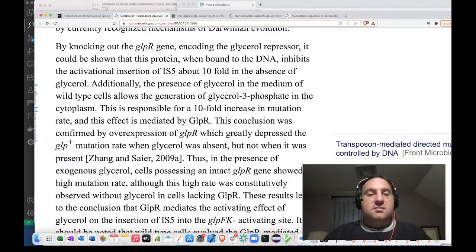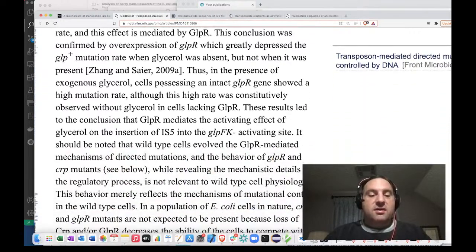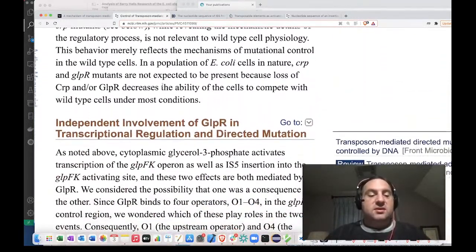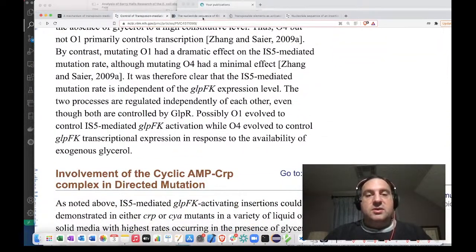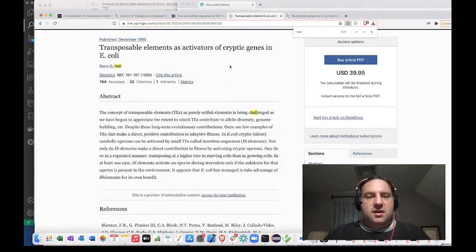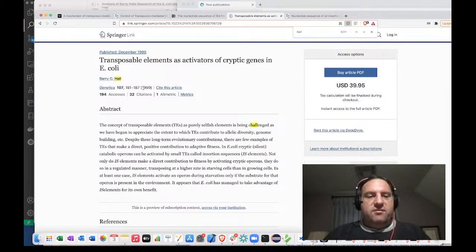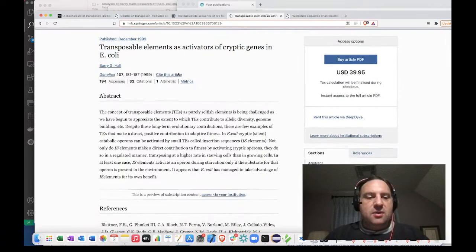they go through the mechanism of the binding sites and how they went and figured this out. And so anyway, it's really fascinating. So insertion sequence 5. But the interesting thing is that even though the specifics of the mechanism weren't known, the general idea that there's insertion sequences that get added in stress events has been known since the 90s. So this is an interesting paper from 1999, Transposable Elements as Activators of Cryptic Genes in E. coli. All right.